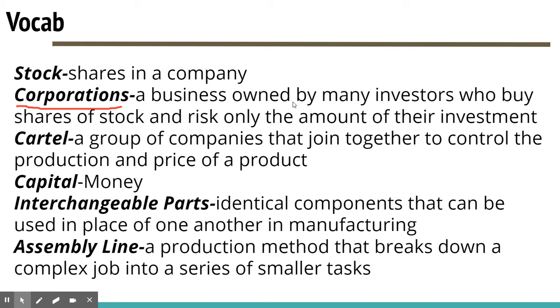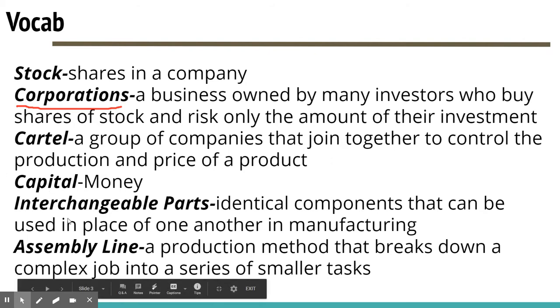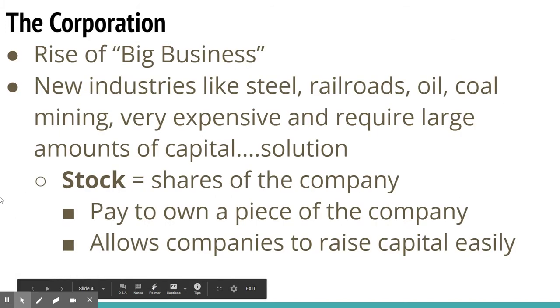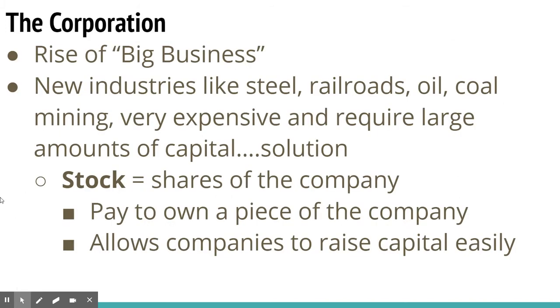A cartel is two or more companies that work together. We'll go over that again when we talk about monopolies. You should already know capital, and I just have interchangeable parts and the assembly line on here in case you need to reference them. So around the 1880s and 1890s, big business becomes a very important part of society.